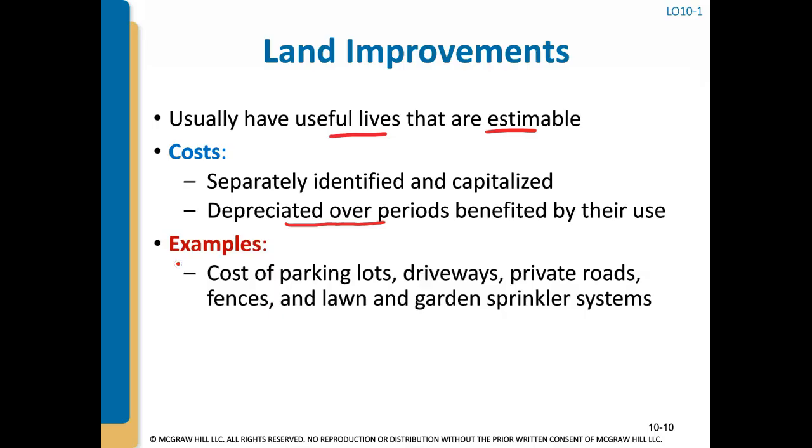But land improvements are separate from land, okay? They're not land, they are things that the land can be used for. So you can build parking lots, driveways, private roads, you can build fences, lawn and garden sprinkler systems in the land. Those are all examples of land improvements that have a definite useful life. There's a finite amount of time that those assets will be used for.